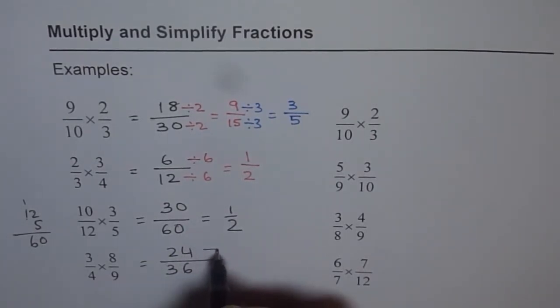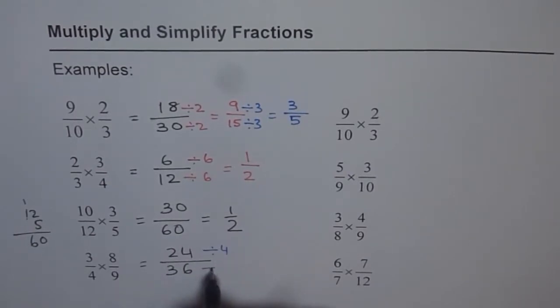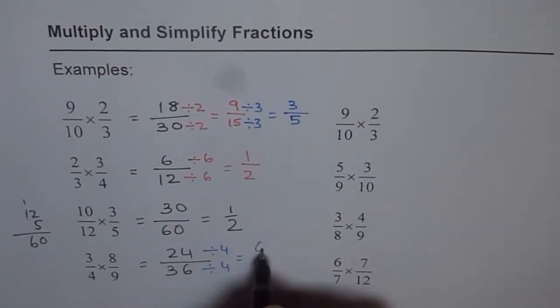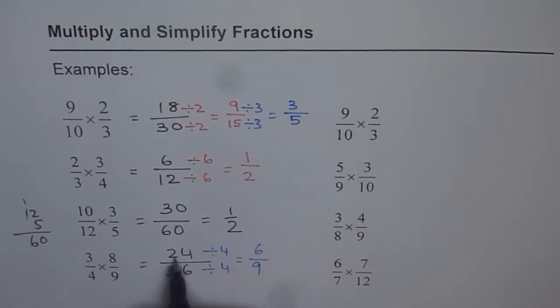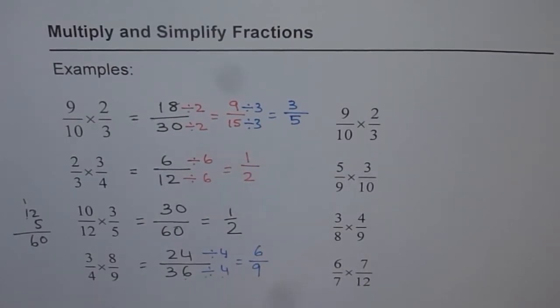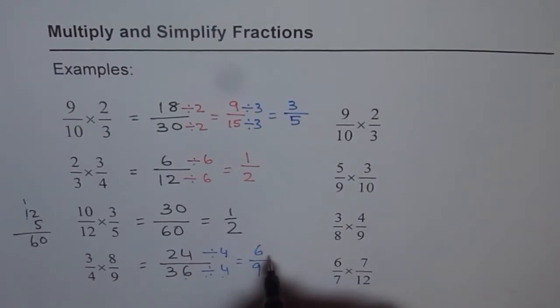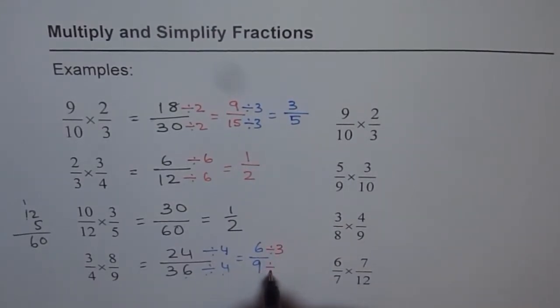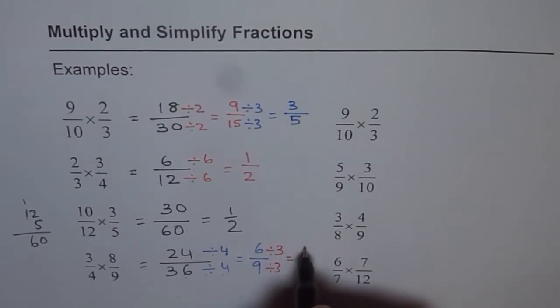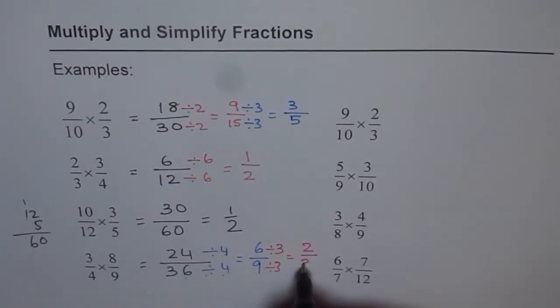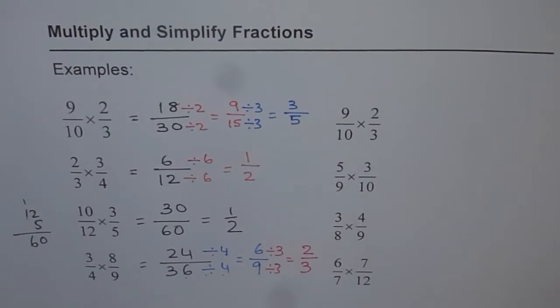Both can be divided by 4, right? 4 times what is 24? And 4 times what is 36? 4 times 6 is 24 and 4 times 9 is 36. So we can divide 24 by 4 getting 6. 36 divided by 4 gives us 9. Can you further simplify this? Yes, you can. You can now divide by 3, correct? Let's do that. 6 divided by 3 is 2. 9 divided by 3 is 3. So you get your answer in the lowest terms, 2 over 3, correct?